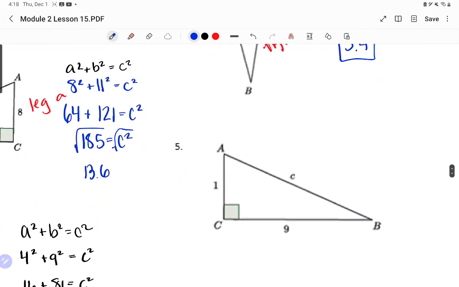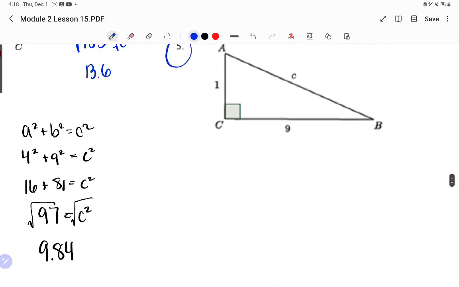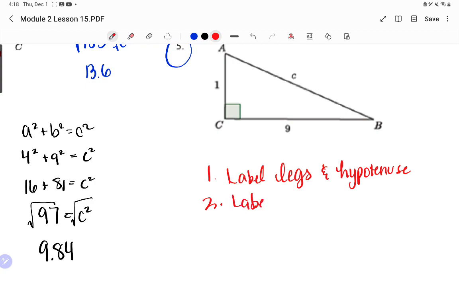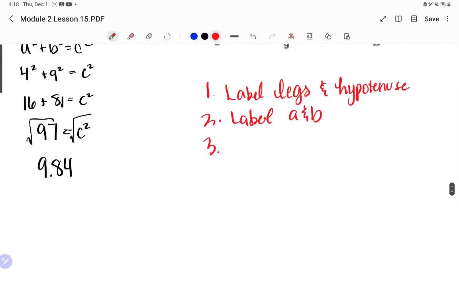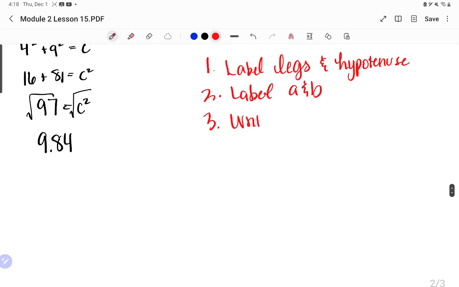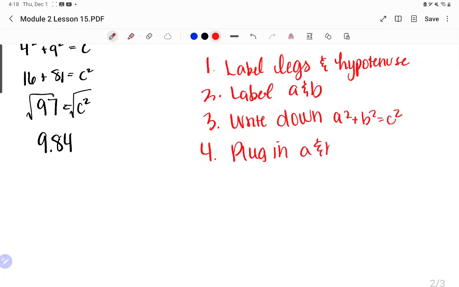All right, now I want you to go ahead and try example 5 on your own. The first step should be to label the legs and hypotenuse. So you don't have to write this down, but I do want to go through those steps with you. Label the legs and hypotenuse. Label A and B. And then after that, write down a squared plus b squared equals c squared. Then plug in A and B into their appropriate spots.